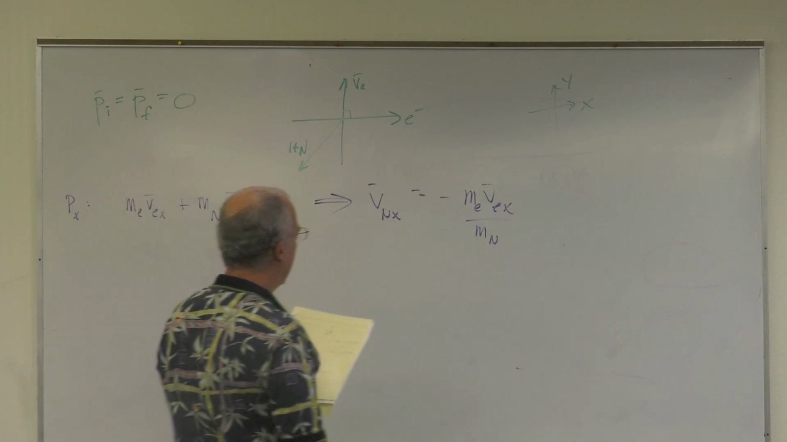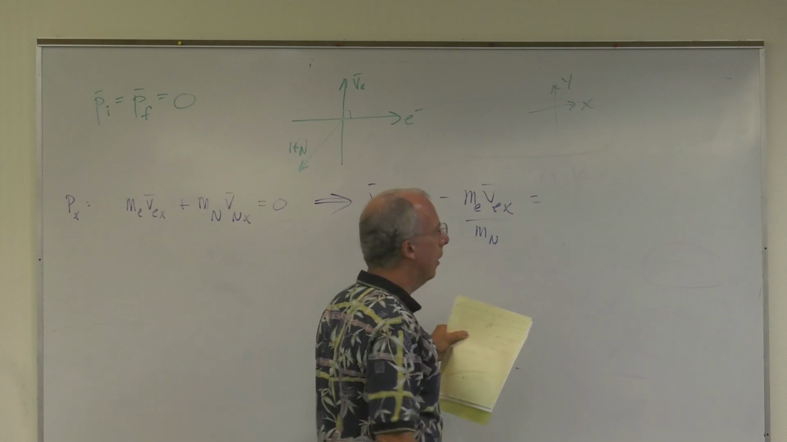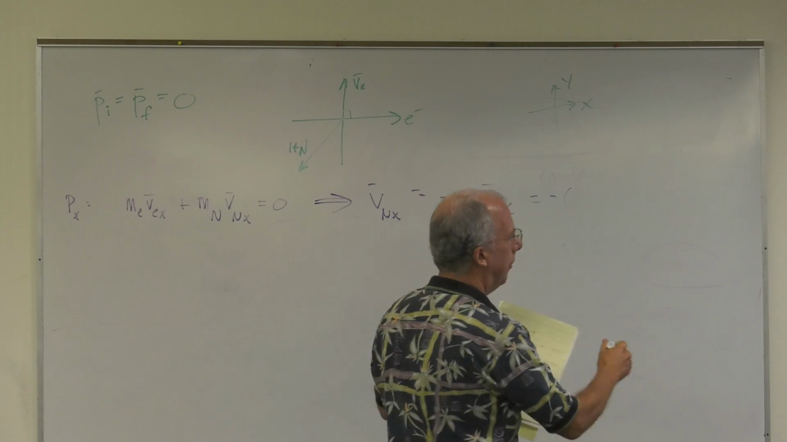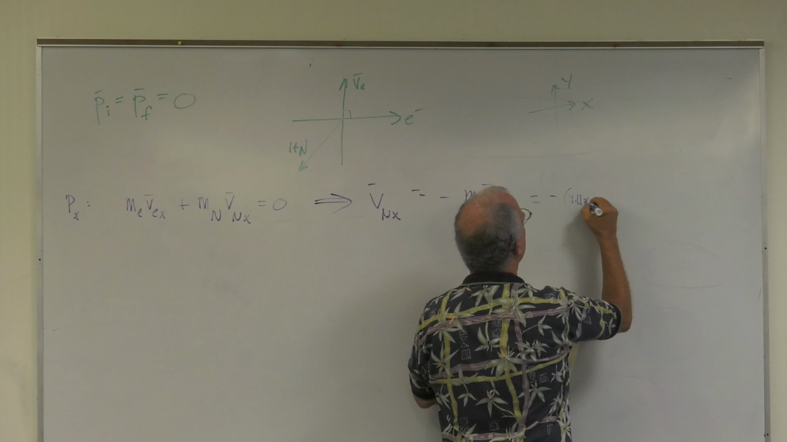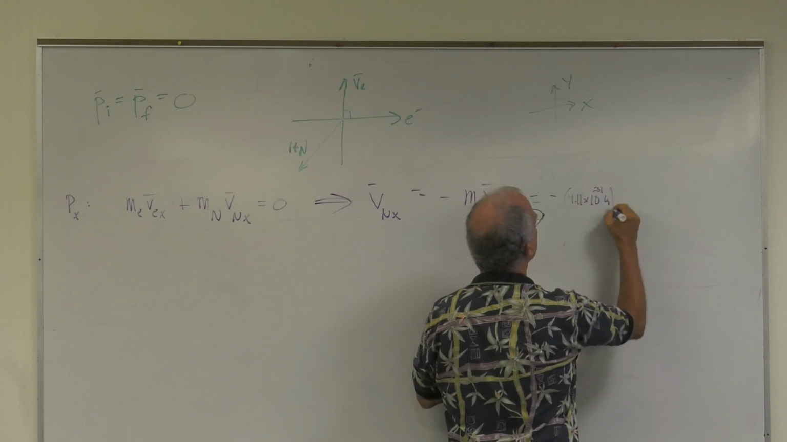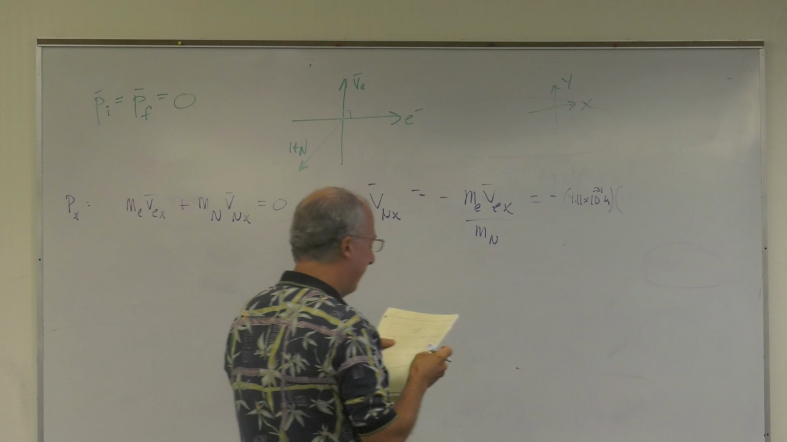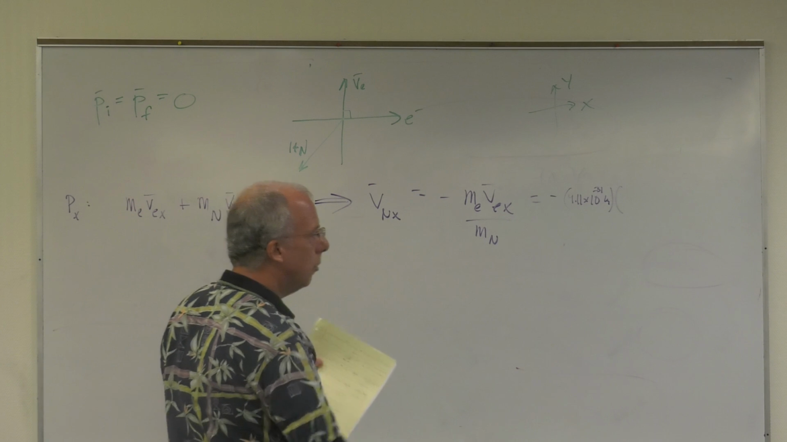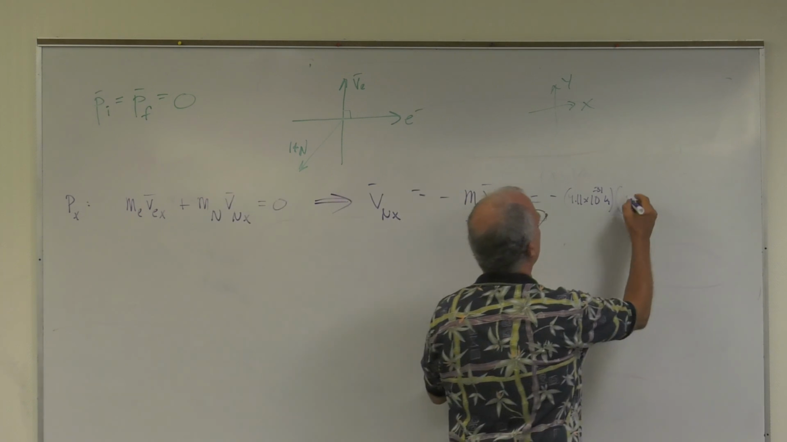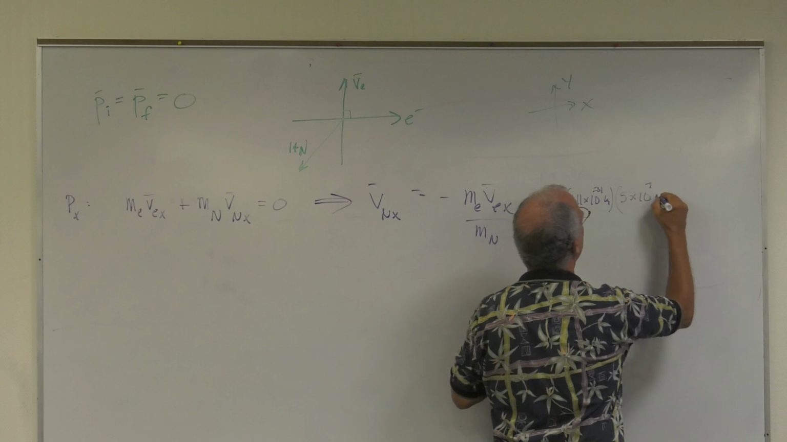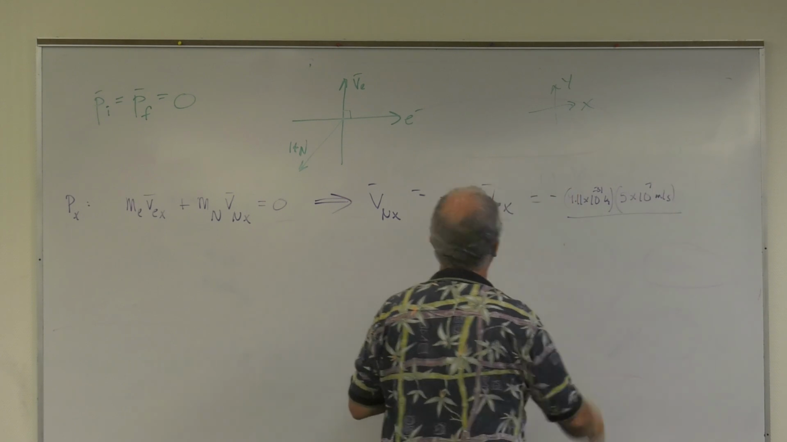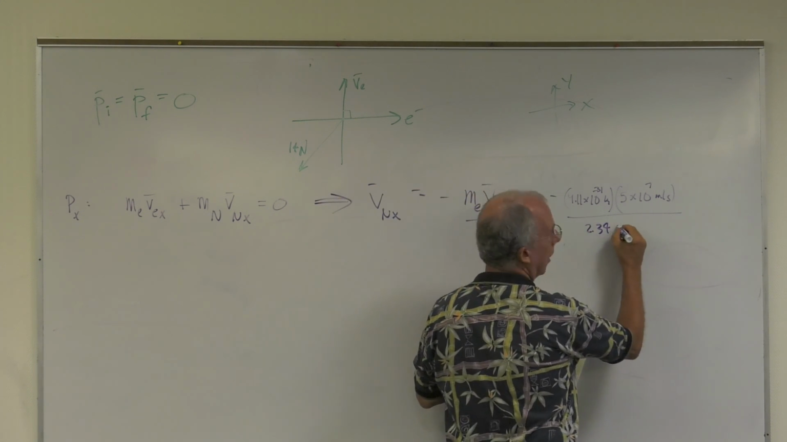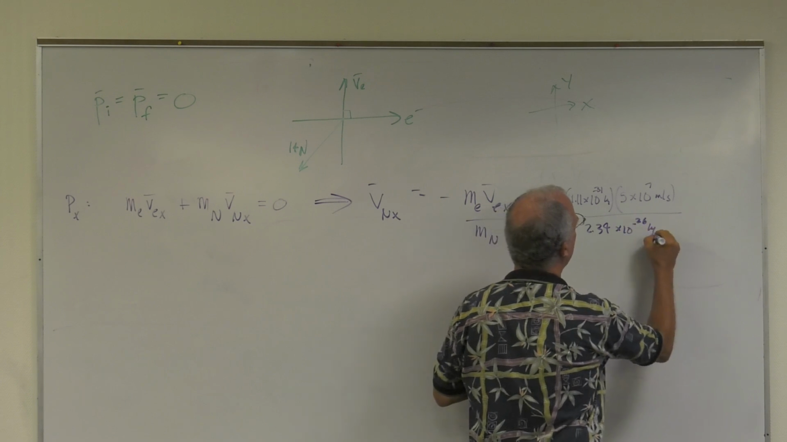Well, we can do that, right? So we know the mass of the electron, so minus 9.11 times 10 to the negative 31 kilograms. Velocity of the electron in the x direction is what? 5 times 10 to the 7th meters per second. It's all in the x direction, right? Mass of the nitrogen is 2.34 times 10 to the minus 26 kilograms.